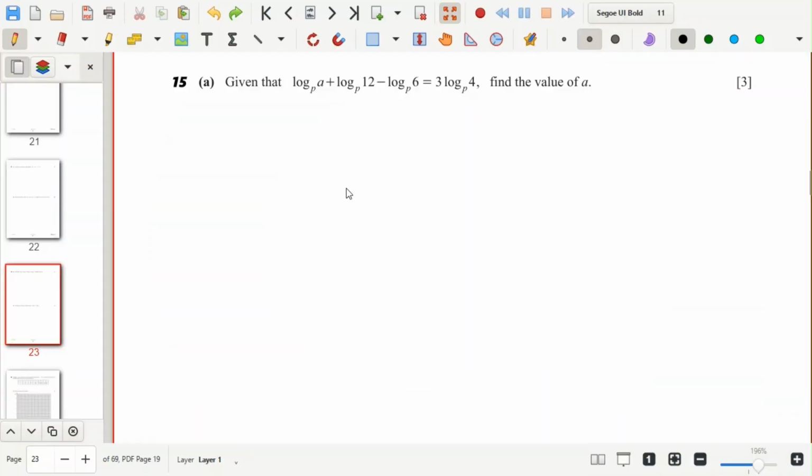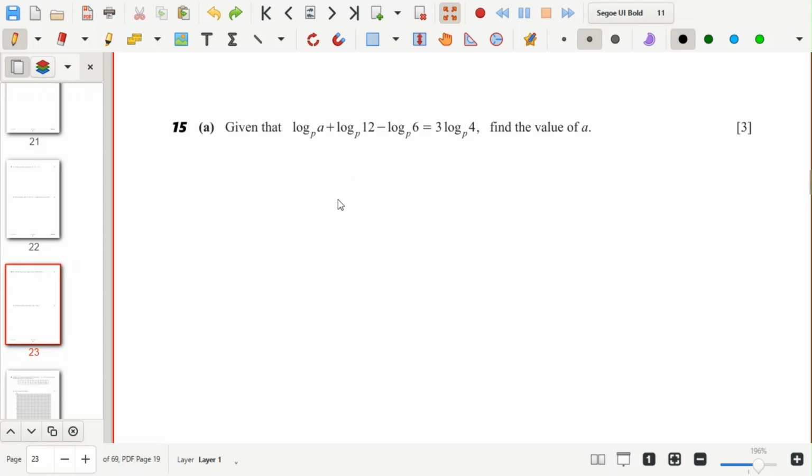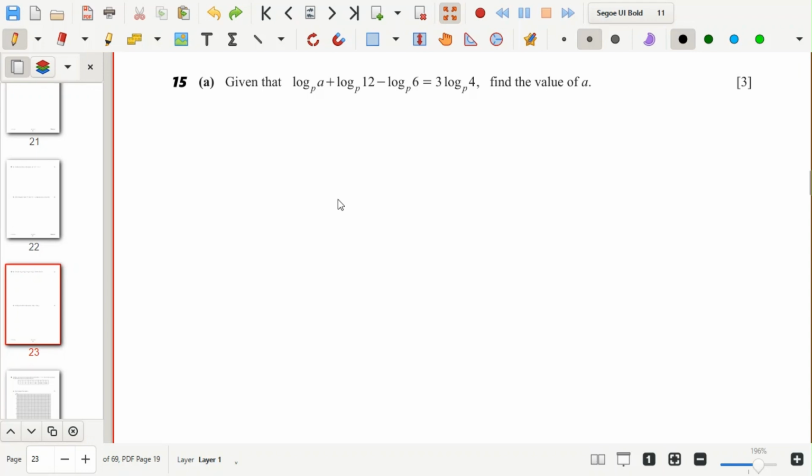Hello there, welcome to another video on logarithm. In today's lesson, we are going to solve more past questions on logarithm, and at a point, I'm going to focus more on logarithm that involves simultaneous equations. But before we do that, let's look at this question.